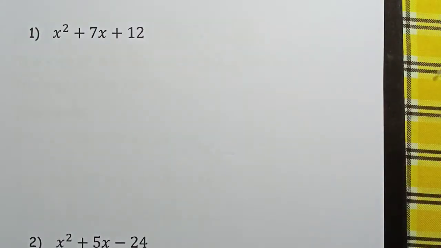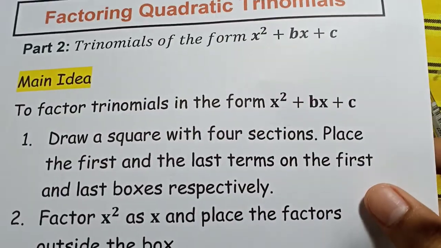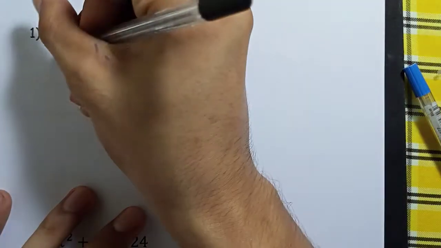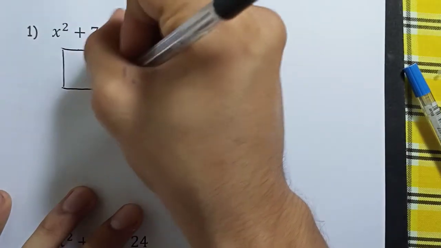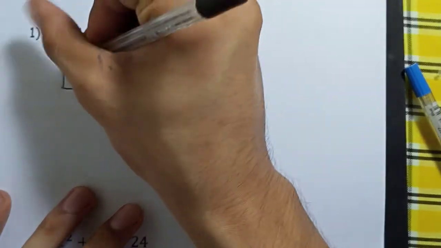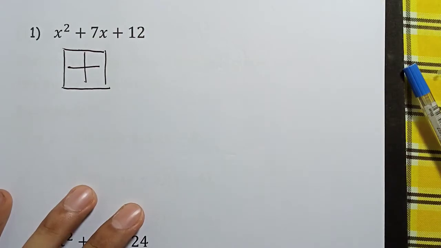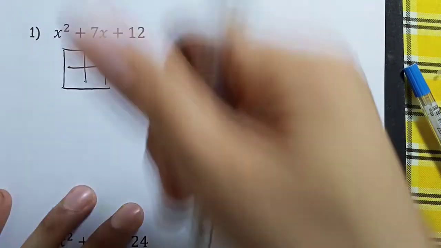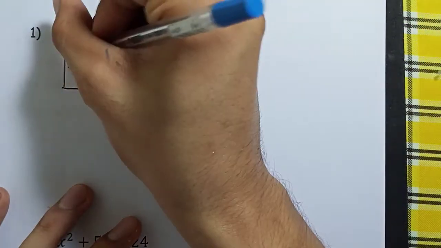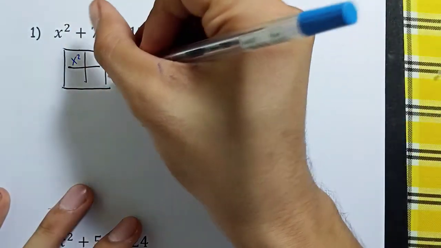First, we have number 1, x squared plus 7x plus 12. Sabi, step 1, draw a square with 4 sections. Then place the first term and the last term on the first and the last boxes respectively. So first term natin si x squared, then last term natin si 12.